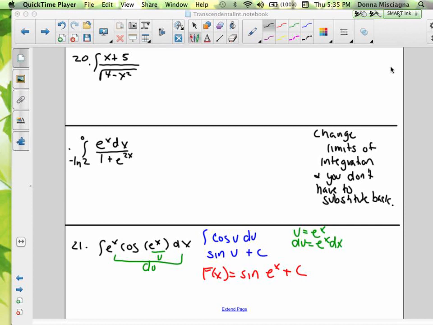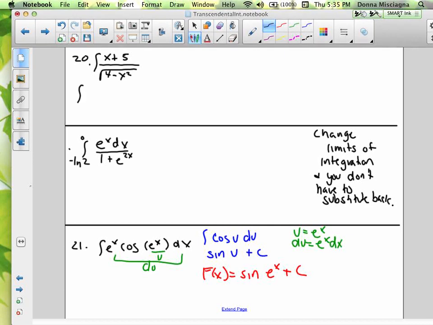So we have the integral of x plus, oh, there's no dx here. I knew something was missing. Dx is missing. Excuse me, not x plus 5, just x. Anytime you don't like the fraction you got, because you're like, what the heck do I do with the plus 5 part, split it into 2. So we have x divided by 4 minus x squared dx, and then plus the integral of 5 over 4 minus x squared dx.